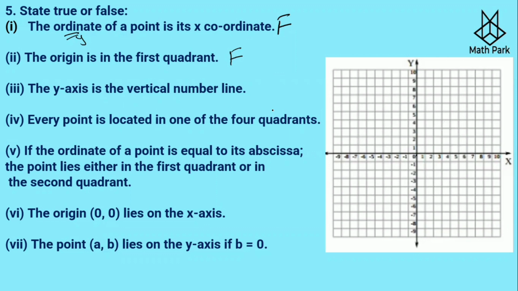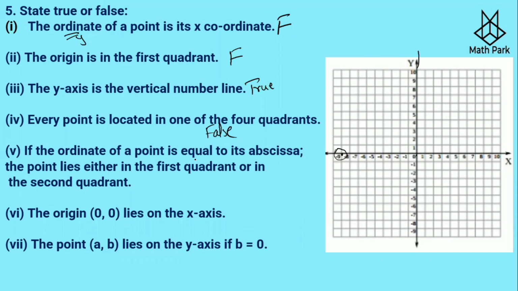The y-axis is a vertical number line. Yes, it is vertical. So this is true. Every point is located in one of the 4 quadrants. This is a false statement, because sometimes the point is also located on the axis.